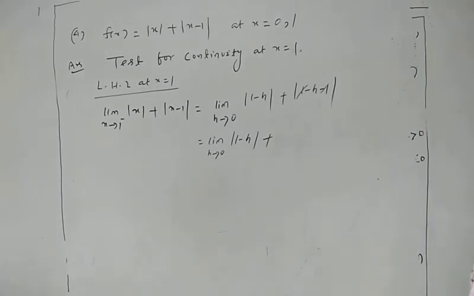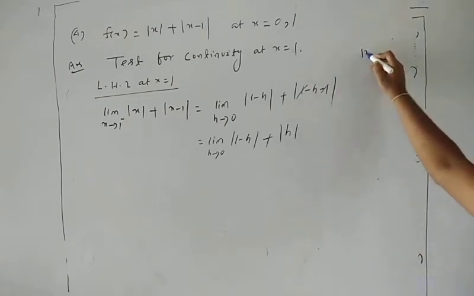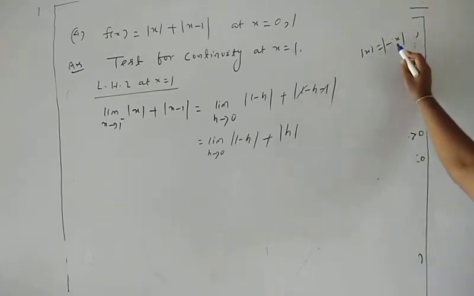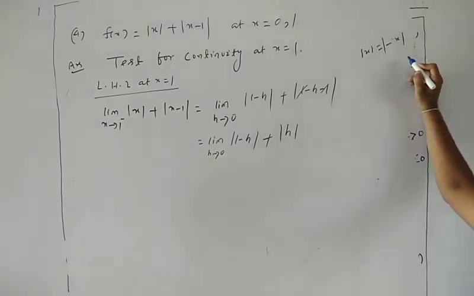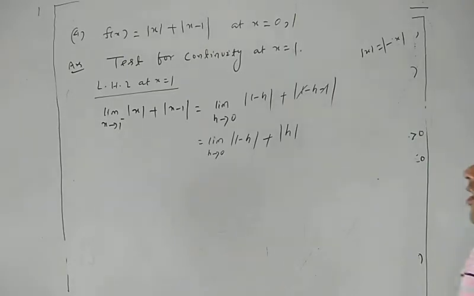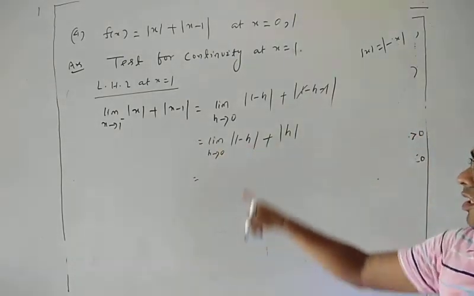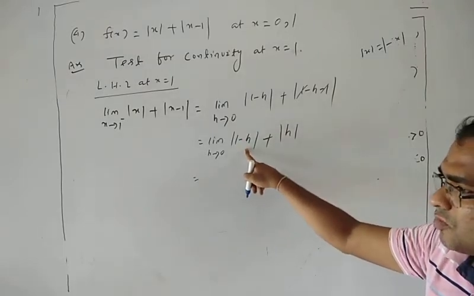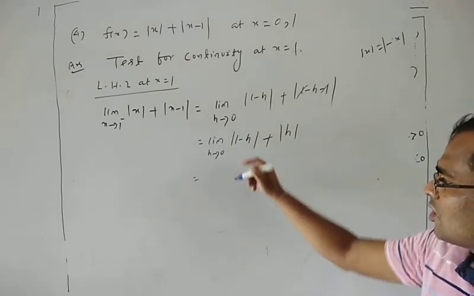Minus h mod is equal to mod h. Mod x, this is equal to minus mod x, because minus x mod means minus 1 into minus x mod. Mod of AB is equal to mod A into mod B. So this is equal to limit h tends to 0, 1 minus h mod. This indicates a negative positive quantity, 1 minus 0 point something. Clearly this is a positive quantity.